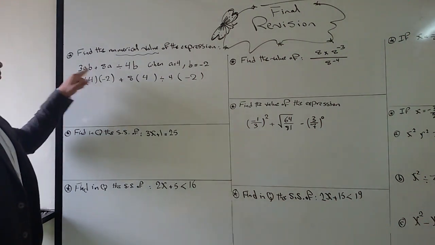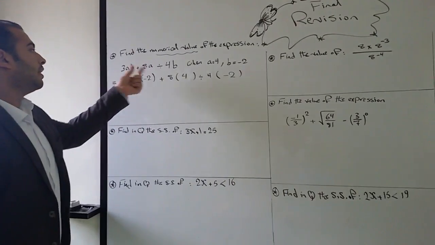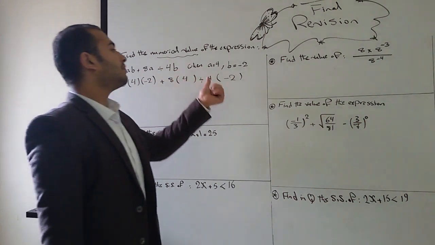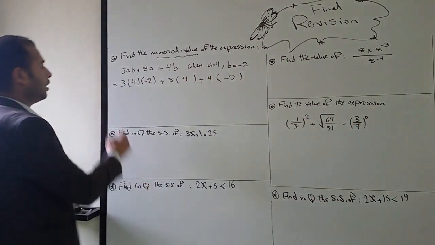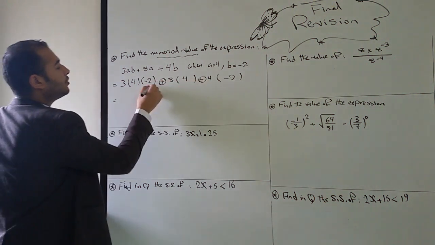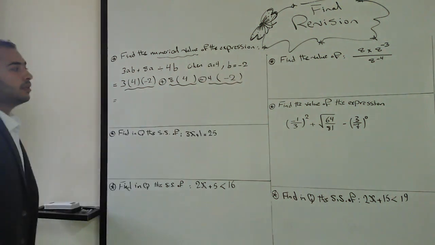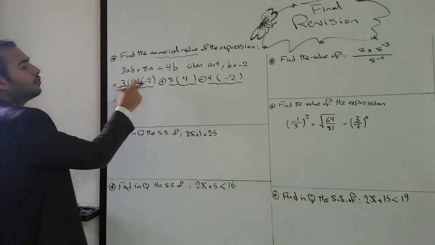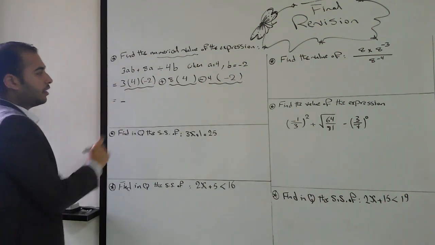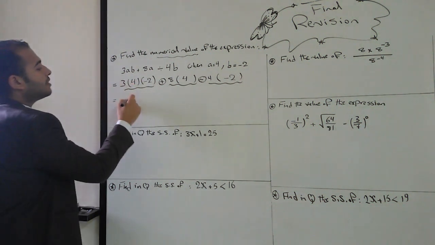Again, here 3ab means 3 times a times b, then 3 times 4 times negative 2. Plus 8a means 8 times 4, divided by 4b means 4 times negative 2. Equals, I have only plus and divide here. I have 3 terms, 1, 2, 3. First term, 3 times 4 times negative 2. Positive times negative equals negative. 2 times 4 equals 8. 8 times 3 equals 24.